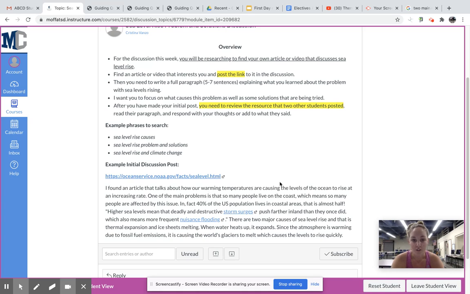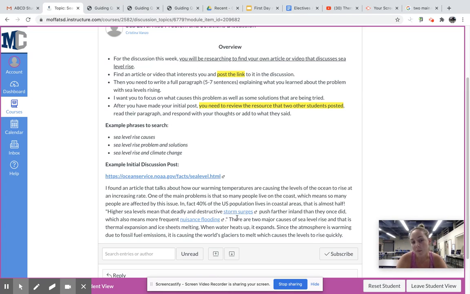After you post your initial discussion post, you're going to look at 2 students' posts. So you want to look at their resource, whether it's an article or a video. You're going to look at that, and then you're going to read the paragraph that they wrote. You need to respond with what your thoughts are after looking at their resource or reading their paragraph.